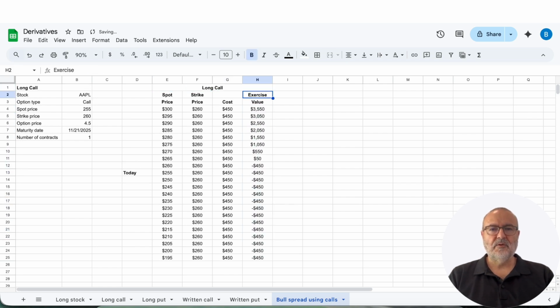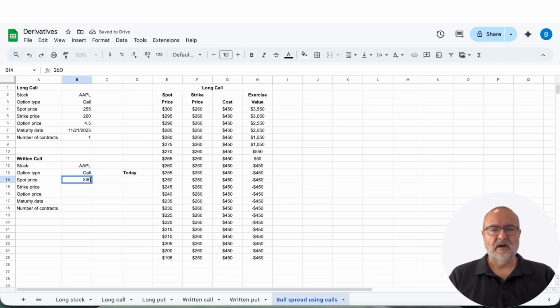We can now add our written call position. We will again use Apple call option for our example with a strike price of $275, option price of $2.25, and maturity date of November 21st. We will write a single contract for this example.